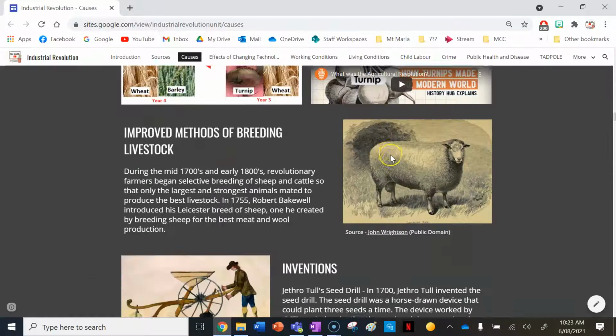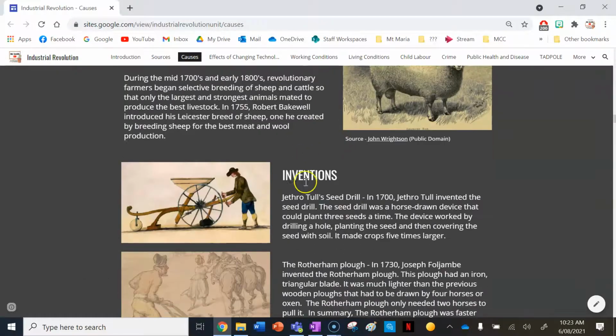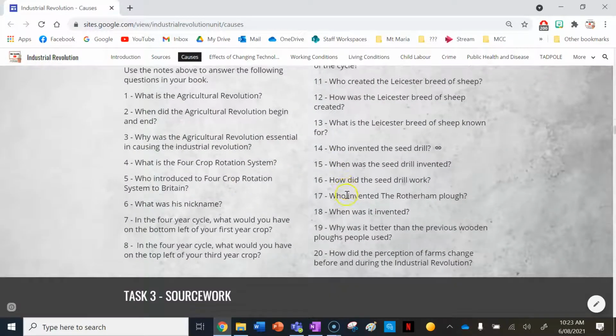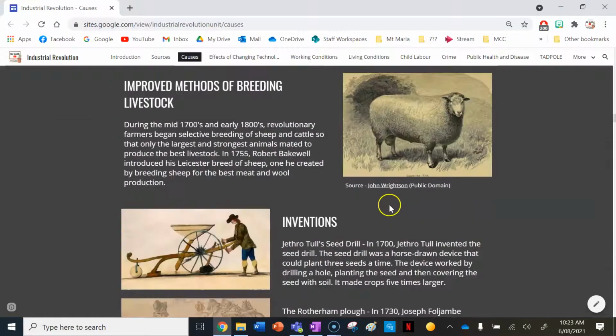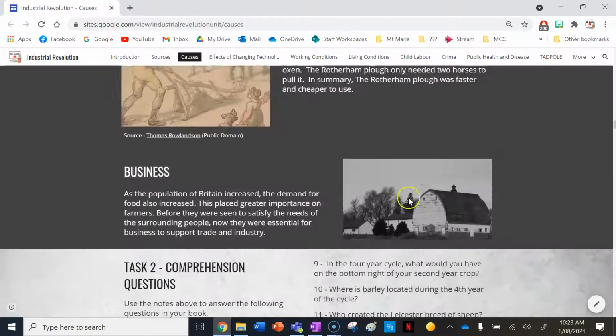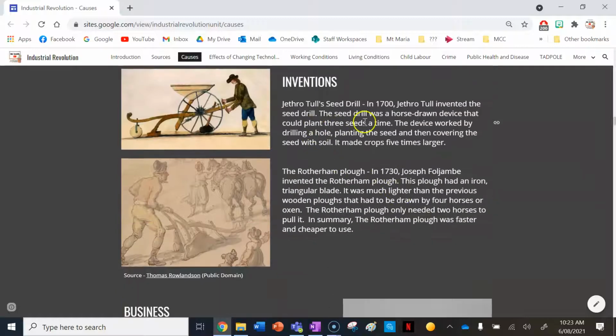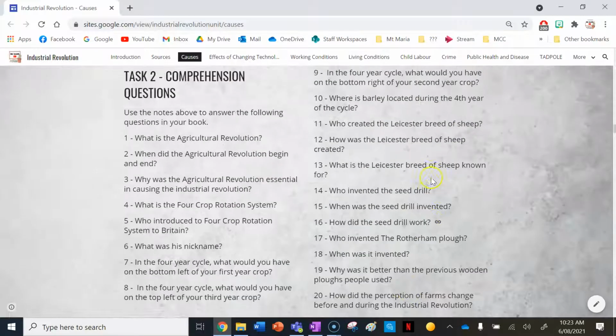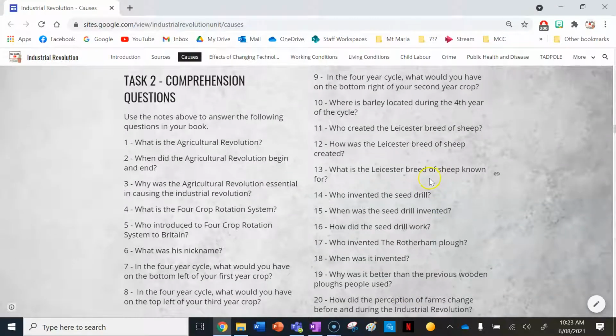Who invented the seed drill? We've got Jethro Tull. That's a pretty easy one. Here he is there. Number 15, when was the seed drill invented? It was invented exactly 1700. Number 16, how did the seed drill work? Well, it worked by digging a hole. You can see here, the device worked by drilling a hole, planting the seed, and then covering the seed with soil. So digging the hole, planting the seed, and then covering the seed in one motion.